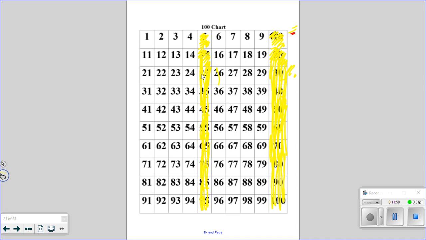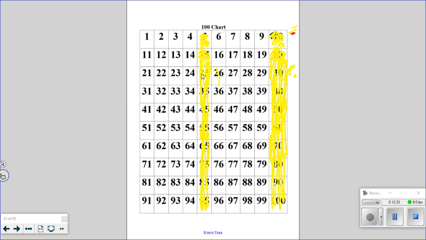Using that knowledge, would 77 ever be a skip count of 5? No. Does 77 end at a 5 or a 0? No. What about 32? No. Does 32 end in a 5 or a 0? No. What about 123? No. What about 1,476? No. What about 3,200,758? I don't even think that's a number. Yes, it is. Numbers never end.